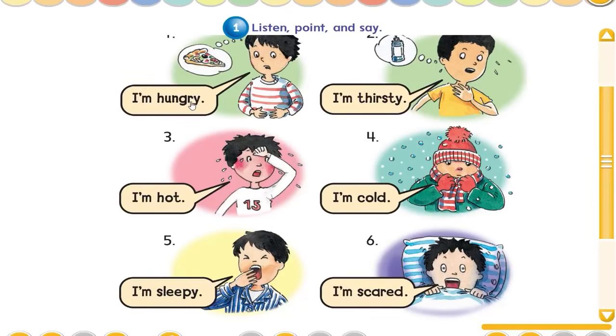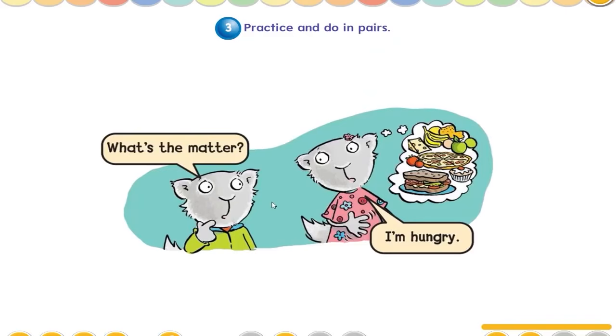hungry جائع. thirsty عطشان. hot يشعر بالحر. cold يشعر بالبرد. sleepy نعسان. scared مرتعب. 3. Practice and do in pairs. قم بالتدرب على هذا السؤال what's the matter ما المشكلة. I'm hungry أنا جائع وغيرها من الحالات مع زميل لك.